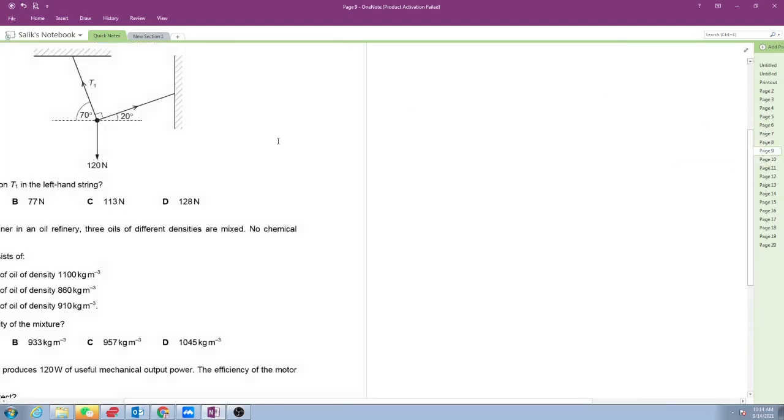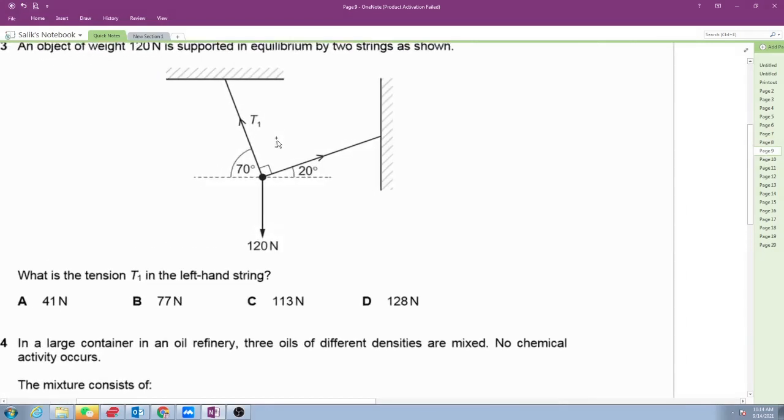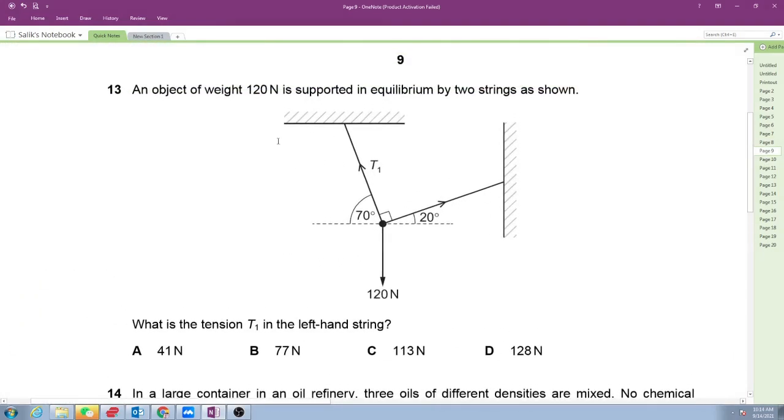Now we are moving towards question number 13. It says that an object of weight 120 Newton is supported in equilibrium by two strings as shown. What is the tension T1? We are going to find this tension T1, and suppose we consider this tension to be T2. First we are going to resolve the components.